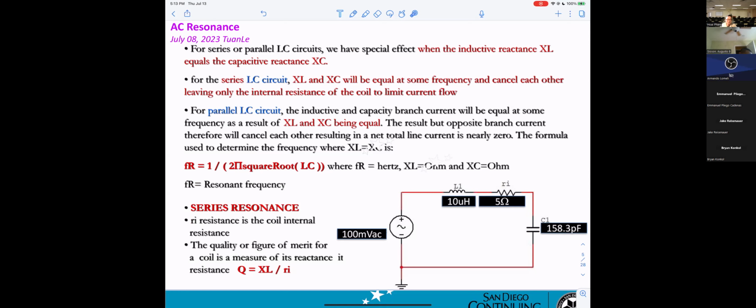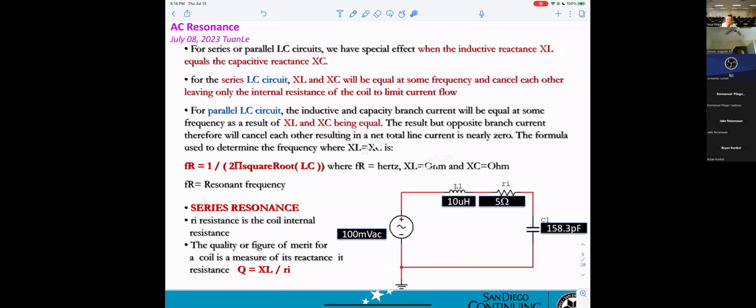For the parallel LC circuit, the inductor and the capacitor branch currents will be equal at some frequency. As a result, XL and XC are equal. The resulting branch currents are opposite, therefore they cancel each other, resulting in a net total line current nearly zero. The formula is used to determine the frequency where XL equals zero ohm. That means they cancel out.